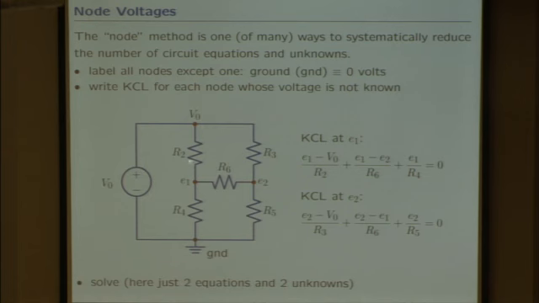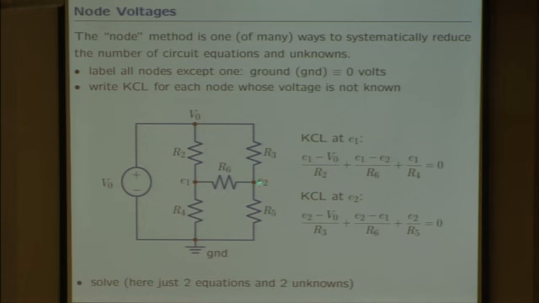So the current leaving E1, so KCL at E1, well, there's a current that goes that way. Well, that's the voltage drop in going from E1 to V0, E1 minus V0, divided by R2. That's Ohm's law. So this term represents the current going up that leg, plus the current that goes through this leg, which is E1 minus E2 over R6, plus the current going in that leg, which is E1 minus 0 over R4. The sum of those three currents better be 0.